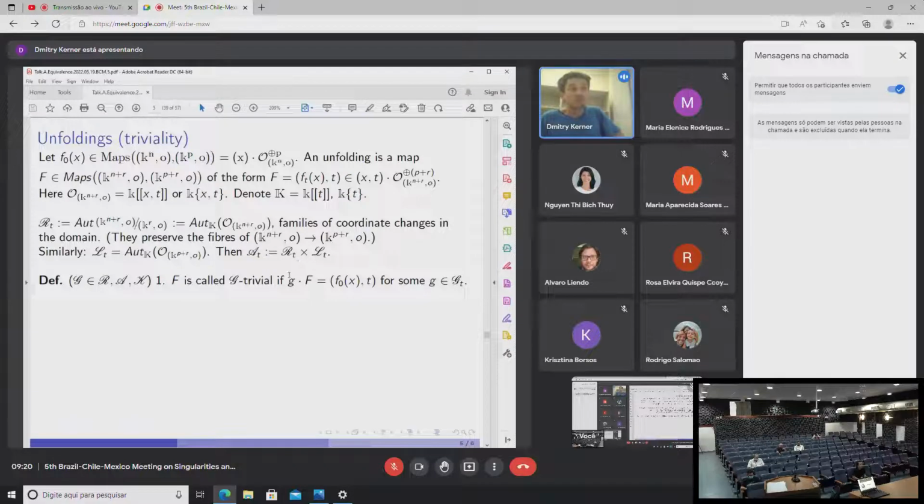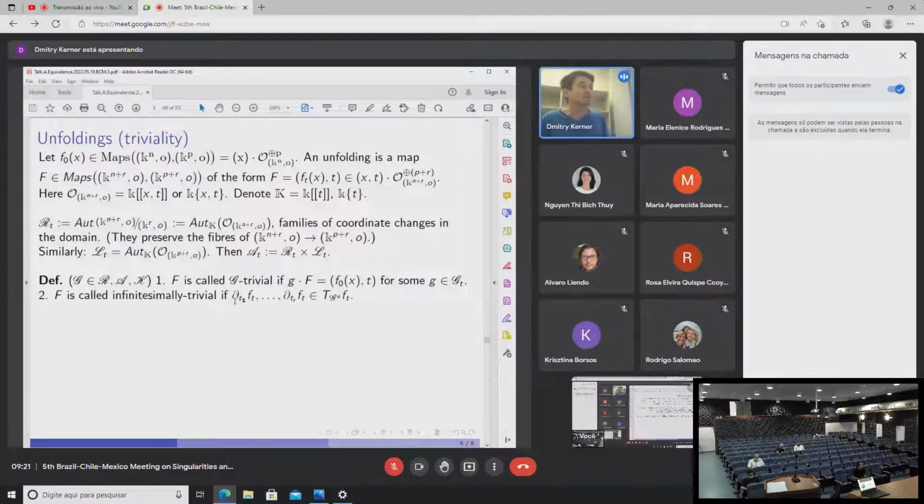And then the definition: an unfolding is called G-trivial, where G is one of these groups, if it can be trivialized. Yes, if an element of the group, when acting on the unfolding, converts it into this F0 and P. This is the first part.